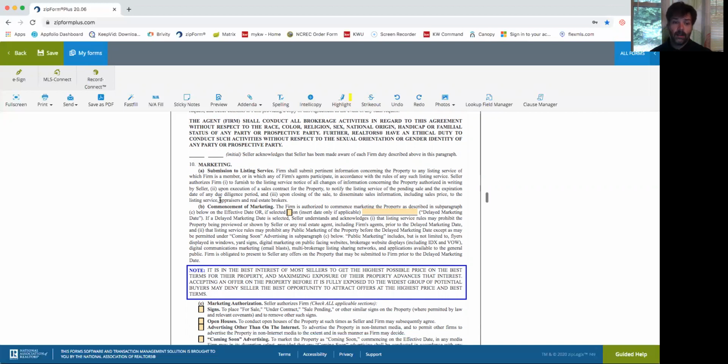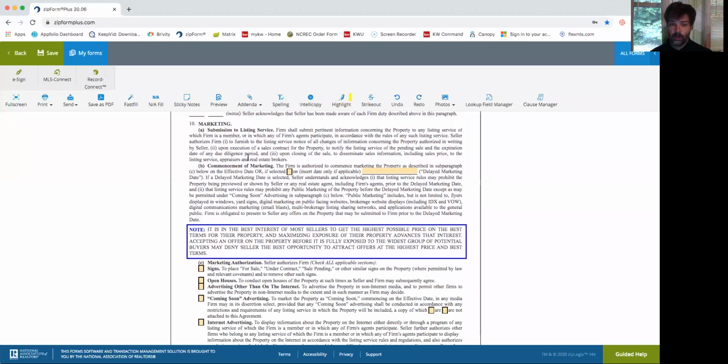Lastly, marketing. We're going to talk about what you can and cannot do in this capacity. Again, as a listing agent, you cannot market, tweet, talk about, or even so much as put forth that you are listing or have a property coming soon until you have a listing agreement, because this next section tells you what you are authorized to do as their listing agent.